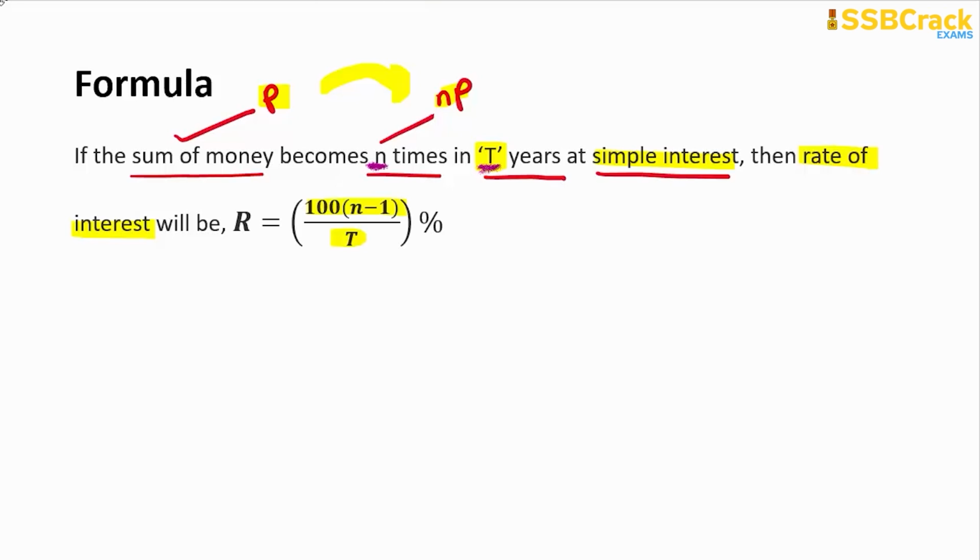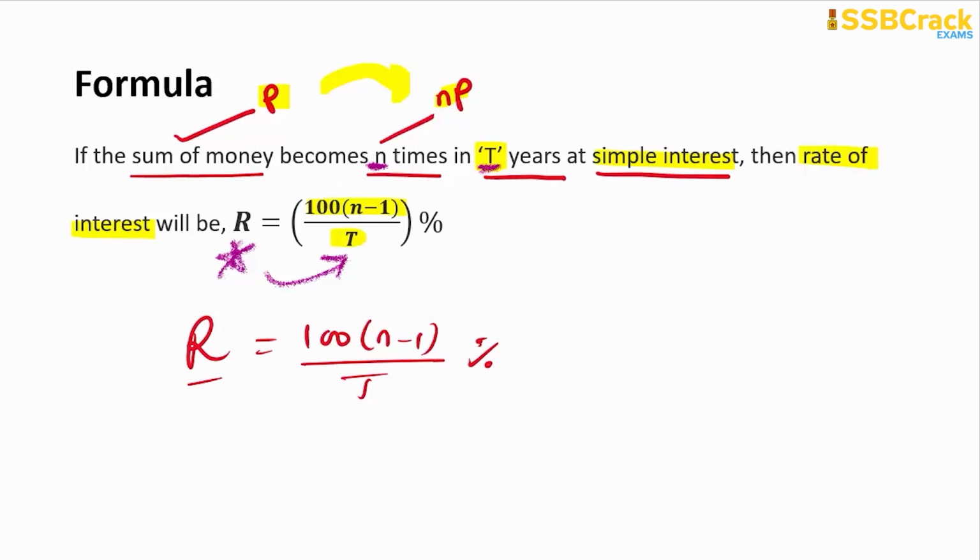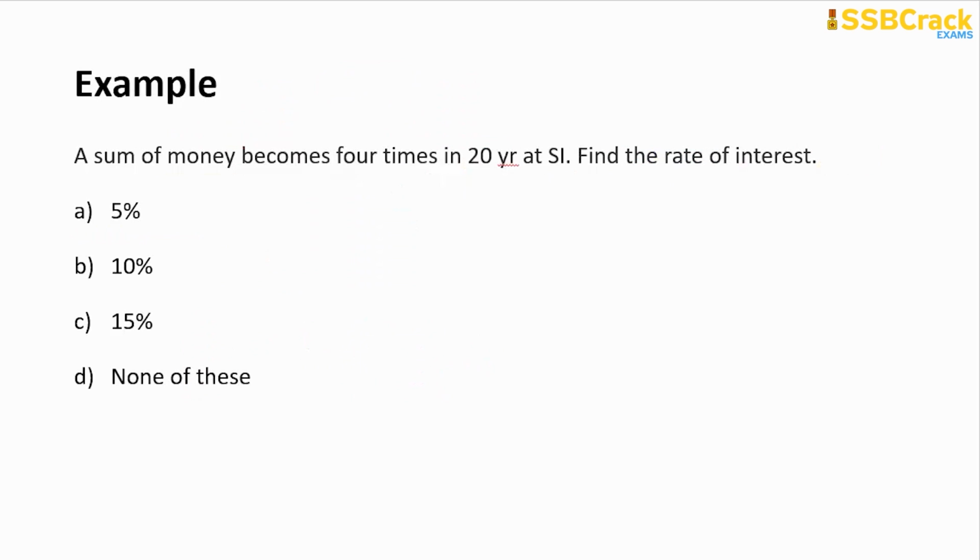T, the time period, will be provided to you in the question to directly jump to calculate the rate of interest for the calculation of simple interest. Alright, so here this is the formula, that is, understand, it is 100 times n minus 1 upon capital T, percent, R%. Alright, so let's understand one example based upon this formula.